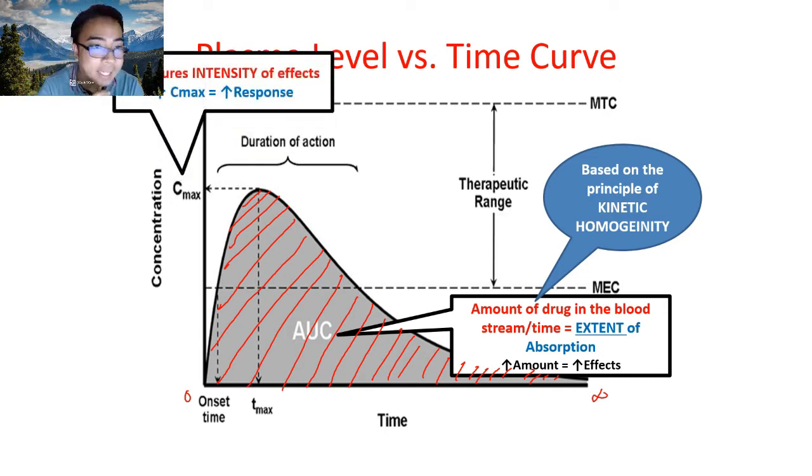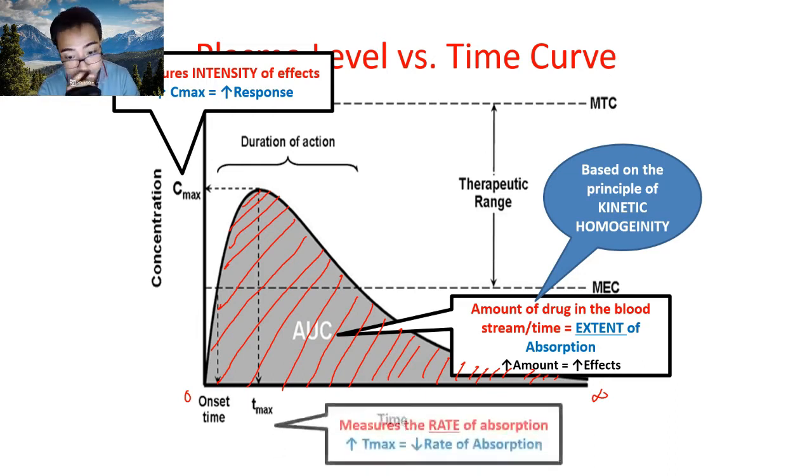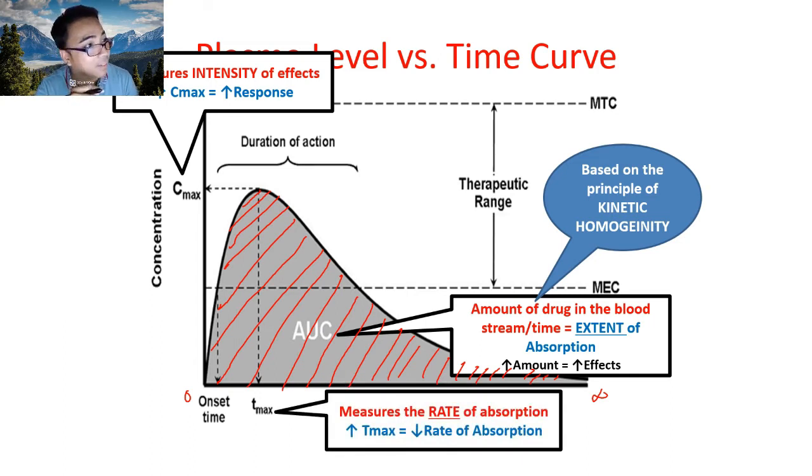Alright? And Cmax naman is the parameter that measures the intensity of the effect. Kaya sabi natin, class, the higher the Cmax, the higher will be the amount of drug in the receptors, in the target site. Hence, pag mataas ang Cmax, mataas din yung response na makukuha natin. Tmax naman, class, on the other hand, measures the rate of absorption. Okay? So basically, class, the shorter the Tmax, the faster the drug was absorbed. Okay? So let's have here, class, a comparison.